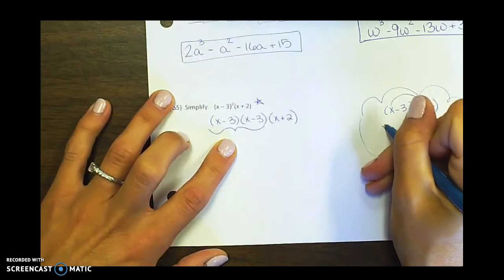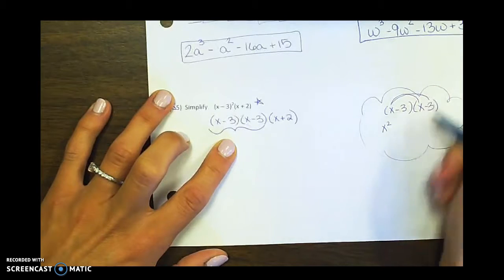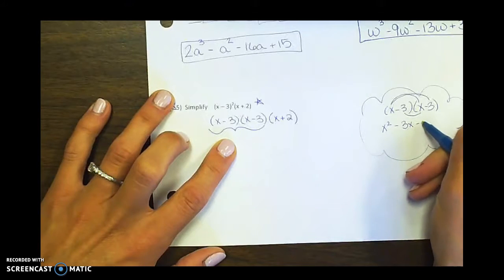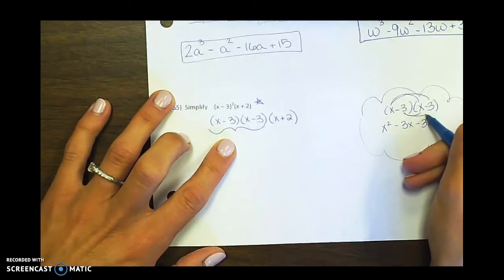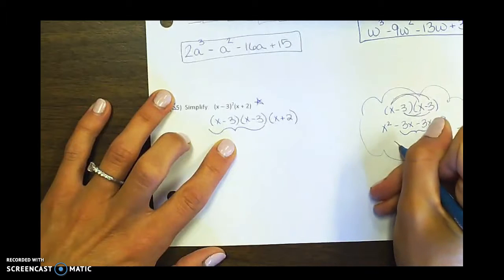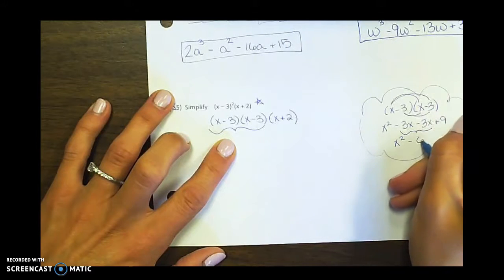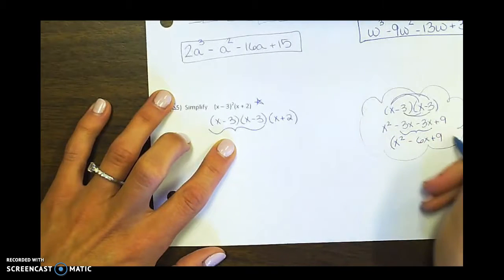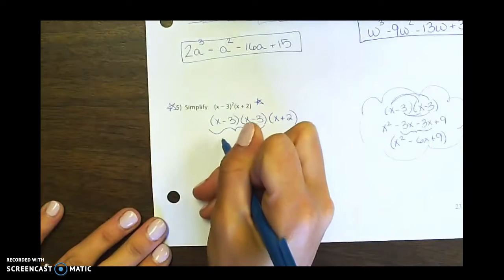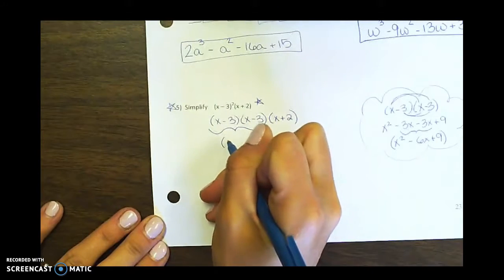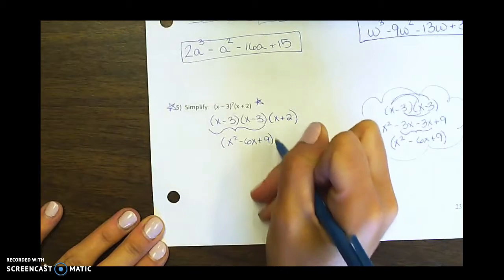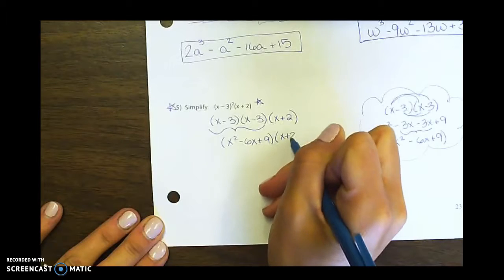X times x, x squared. X times negative 3, negative 3x. Negative 3 times x, minus 3x. Negative 3 times negative 3, positive 9. Now I can combine those middle terms. X squared minus 6x plus 9. Now this is a trinomial. I'm going to put it back into parentheses, and now I'm going to put it back into my expression. X squared minus 6x plus 9, all being multiplied to x plus 2.